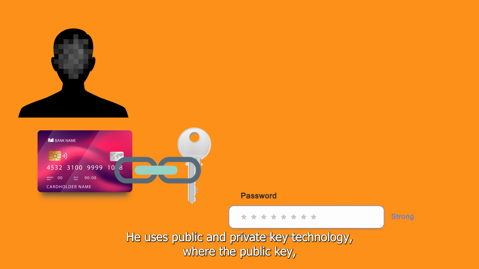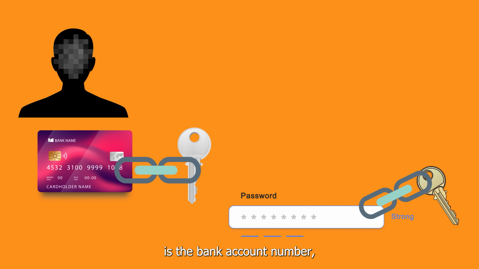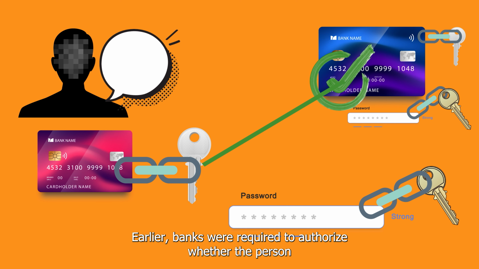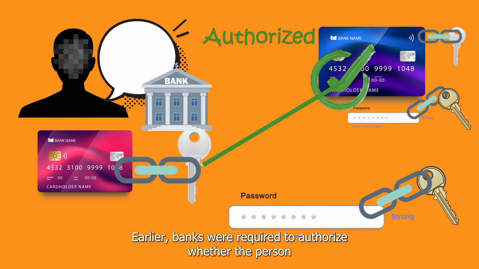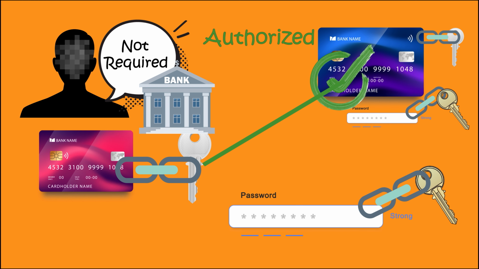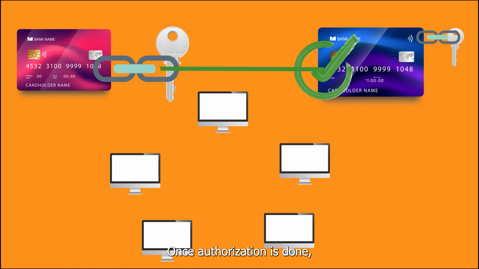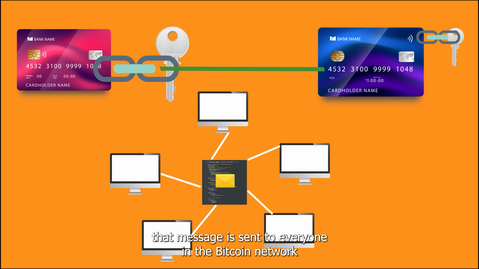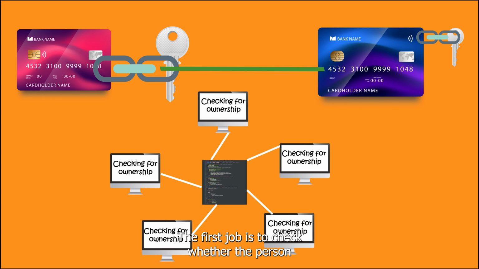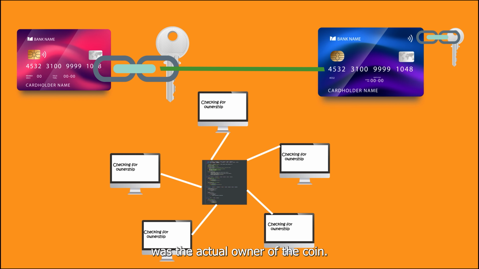Each user can have one or more addresses, like a bank account number. He uses public and private key technology, where the public key is the bank account number and the private key is the password. It was enough to authorize a transaction without any third party intervention. Earlier, banks were required to authorize whether the person making the transaction was the right person. Once authorization is done, that message is sent to everyone in the Bitcoin network, where all other computers are connected. The first job is to check whether the person was the actual owner of the coin.